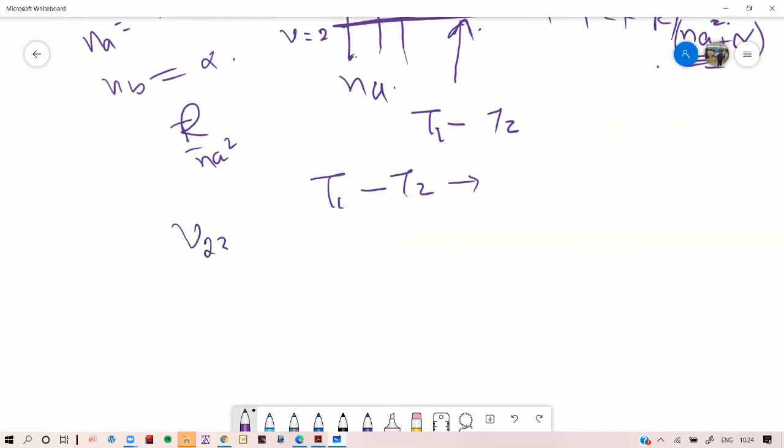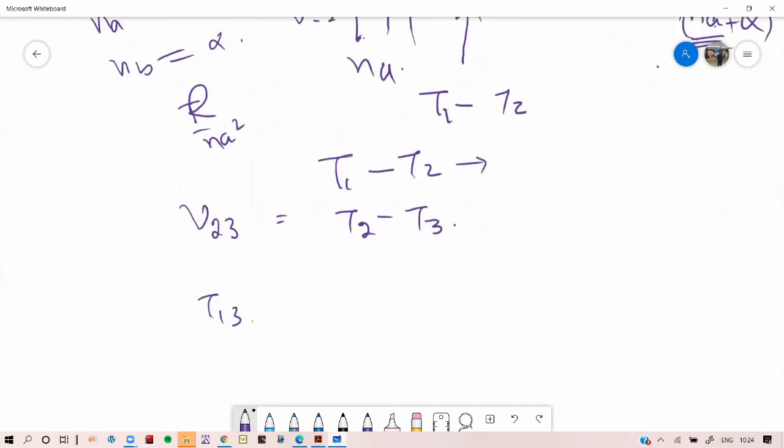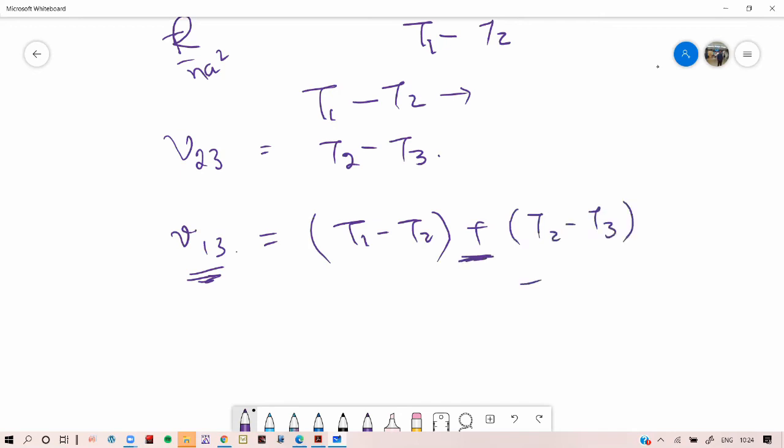And if we have another level, ν2,3, that is between the second and the third, it is T2 minus T3. Then there will be another frequency. According to Ritz's combination principle, there will be another line, ν1,3, which is equal to the combination of T1 minus T2 plus T2 minus T3. That is why it is called the Ritz combination principle, and it is theoretically equal to T1 minus T3. This has been examined against experiment.